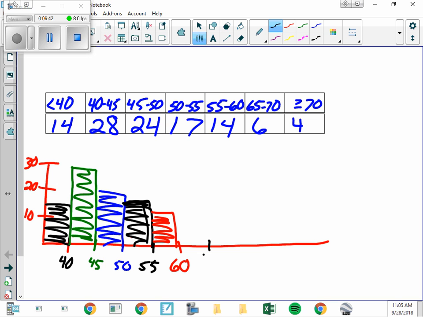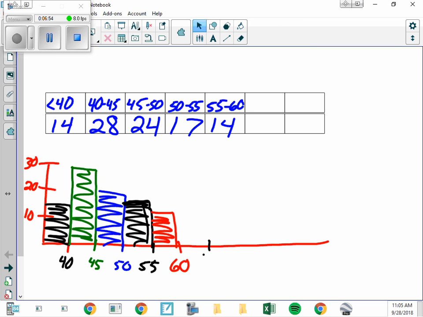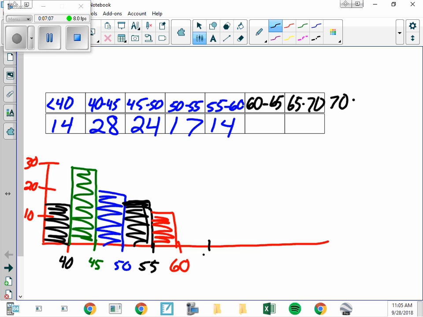Oh no, wait a minute. Did I mess up? Oh, shoot. The worksheet's wrong. Okay. Sorry. 60 to 65, my worksheet's wrong. 65 to 70, I'm missing a box. And then 70 plus. Okay.